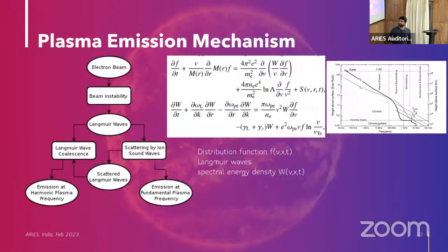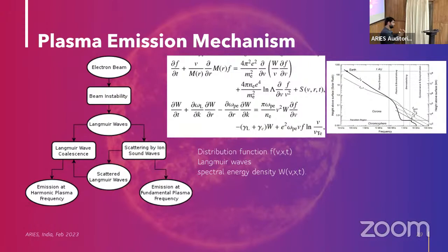Yeah, so the plasma emission mechanism. This is the most prevalent emission mechanism at meter wavelengths. And it is quite complex because it starts with an electron beam traveling in a plasma. So firstly, you need to create an electron beam propagating in a plasma. And then the waves which are already present in the plasma will interact with this beam, and so we create the Langmuir waves.